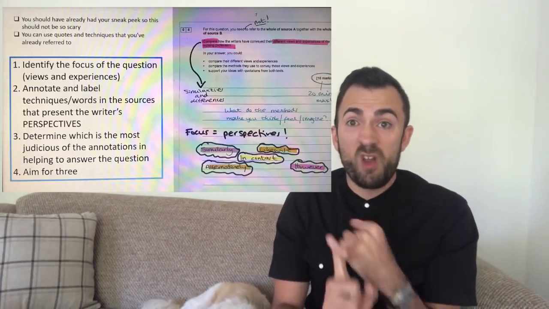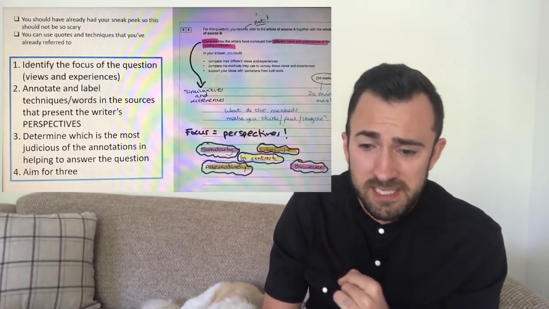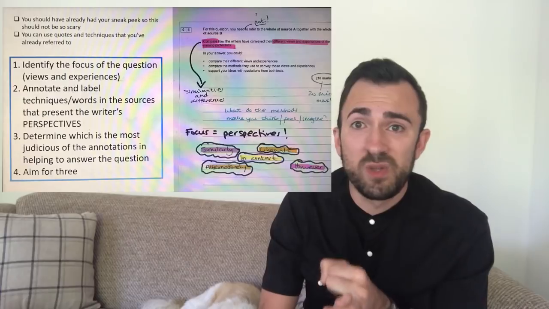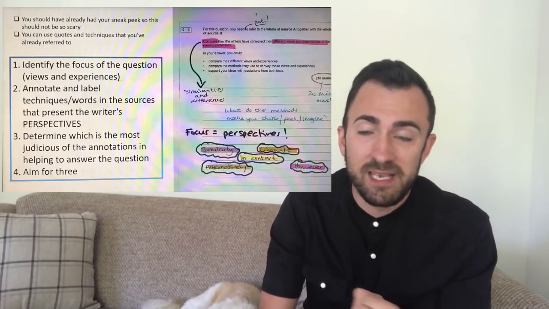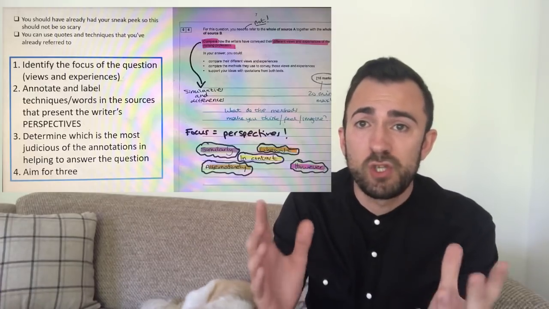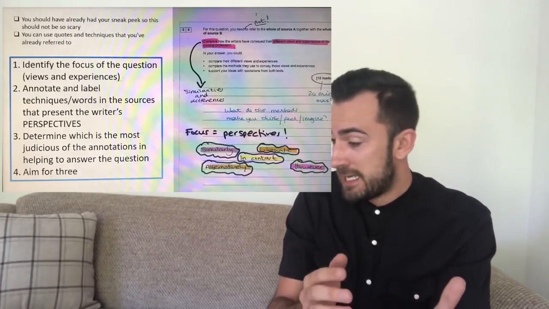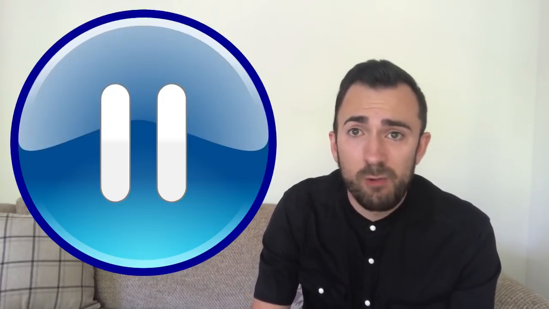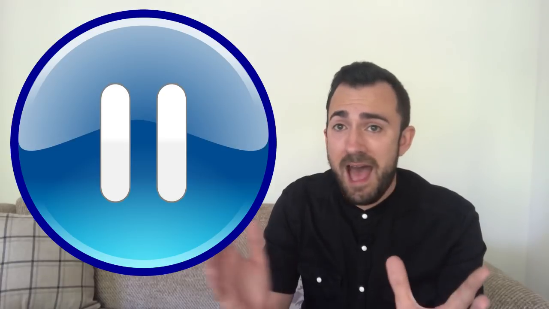The steps though: number 1, identify the focus of this question so that you can stick to it. Number 2, annotate your words or techniques that help to demonstrate their perspective. And number 3, determine which of those quotations you've identified is the most judicious, which is the best one in helping you to understand their perspective. So what I would do is pause now, have a little look at the extract, source A and source B, and highlight the quotes that you think would be really useful, then determine your most judicious.